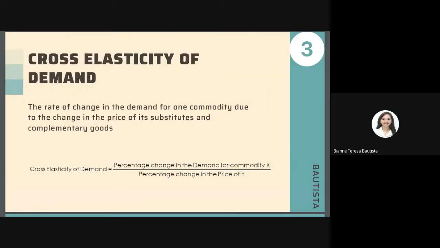So proceeding to the last elasticity of demand, which is the cross elasticity, this measures the rate of change in the demand for one commodity due to the change in the price of its substitutes and complementary goods. The formula for cross elasticity of demand is the percentage change in the demand for commodity X divided by the percentage change in the price of Y. Next slide.